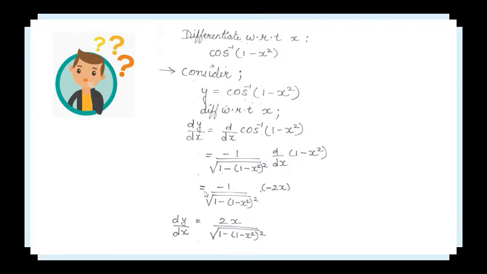Then I can write this as minus 1 upon root of 1 minus x square whole square into minus 2x. Derivative of 1 will be 0 and derivative of x square will be 2x. And over here I have minus sign, so I will be writing minus sign over here. And in the numerator I have minus 1 minus 2x, so I can write this as dy by dx equal to 2x upon root of 1 minus x square whole square. So this will be the answer. Let's see next example.